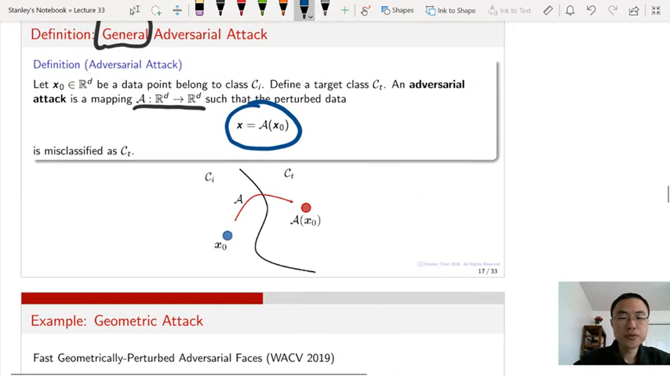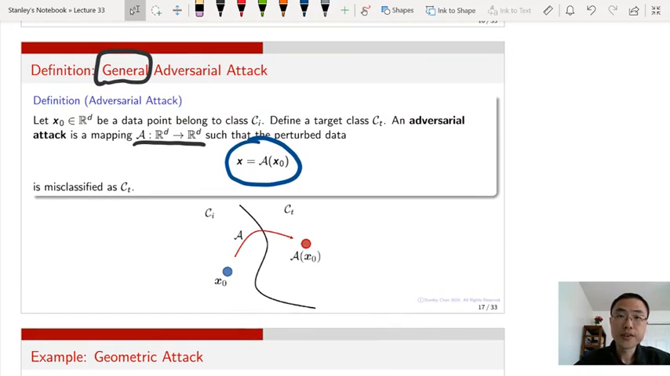So when you go back to here, you realize that this general adversarial attack is really, really general. You can have any mapping A that can map x0 to x. In terms of this geometry, you can have a completely different trajectory. It's not necessarily just adding from one point to another. You can transform from one point to another point.